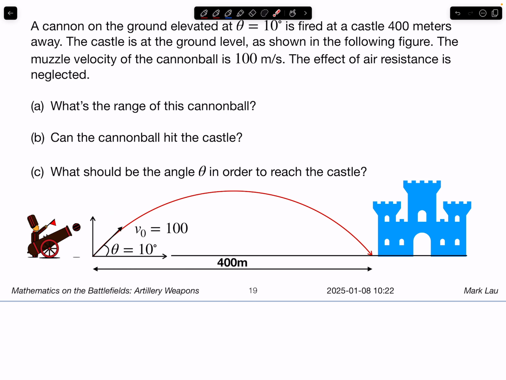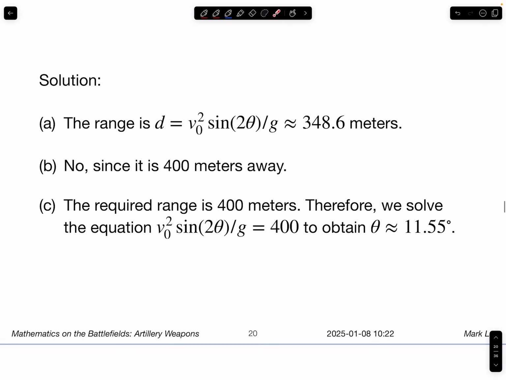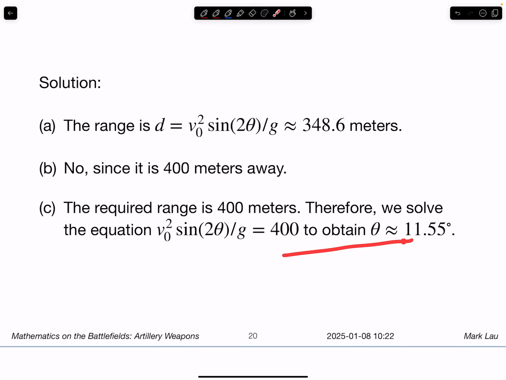So if the distance is greater than 400, then yes, what should the angle be so that it does not hit the castle anyways. So for this we just have to rearrange and make theta the subject of the equation, I guess. Like d should be 400, this is the given target, so v naught square times sine 2 theta, so make theta the subject of this equation, that's it. So these are the solutions. Yeah, got it.